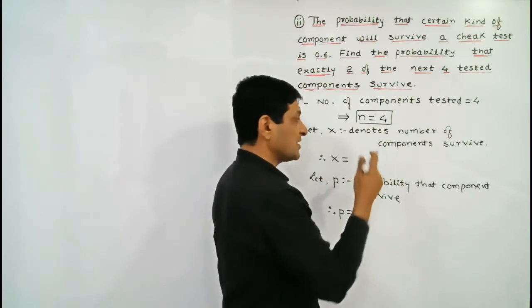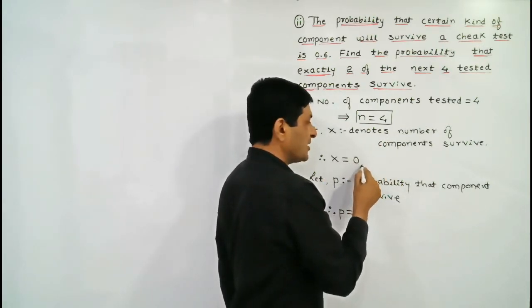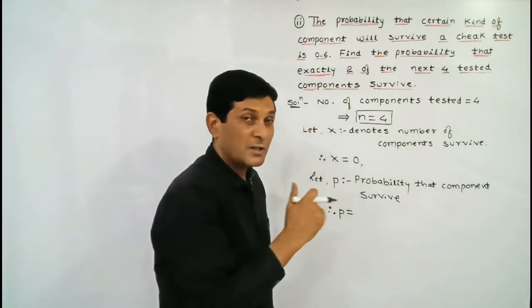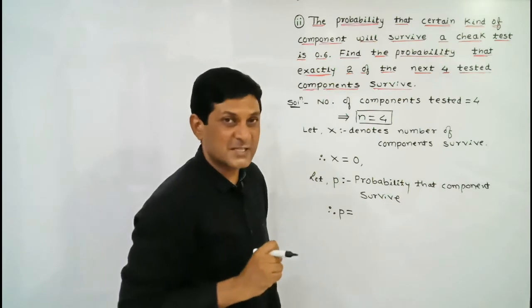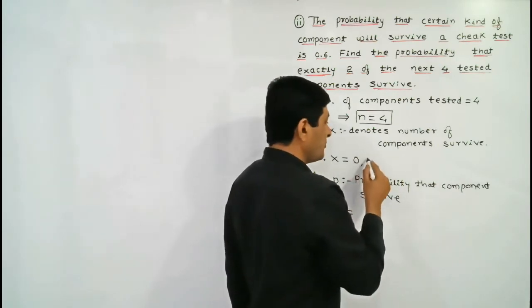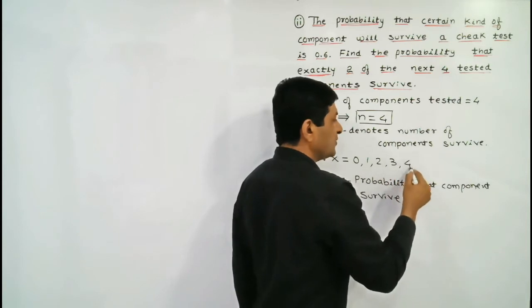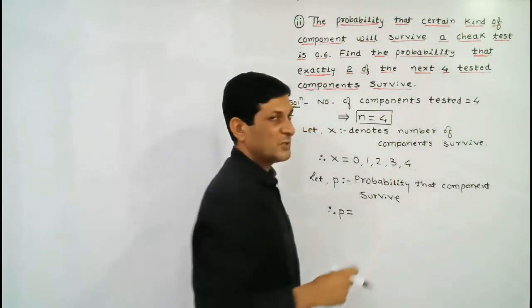The number of components that survive. It may be possible that no component survives, which means x is equal to 0. Or if one component survives, x is equal to 1. Maybe it will be 2, maybe 3, or maybe what? 4, because a total of 4 components are tested.